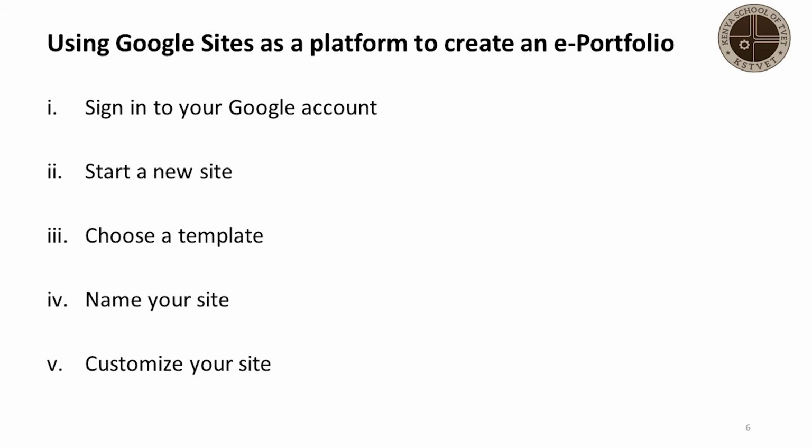Step 5. Customize your site. After selecting a template and naming your e-portfolio, you can customize it by editing the text, adding images, videos, and other multimedia elements to showcase your work. You use the site editor tools to format and style the content as desired.